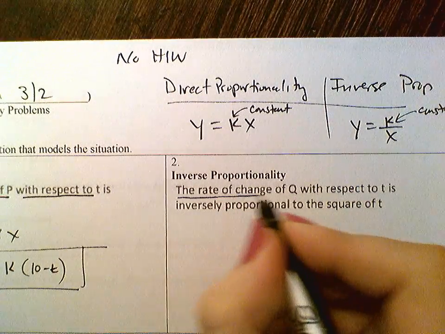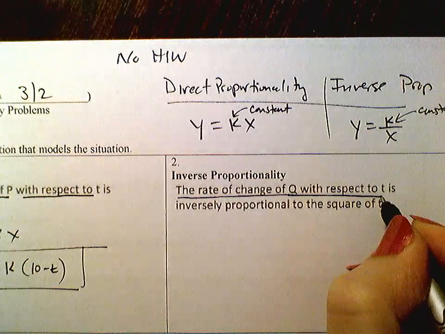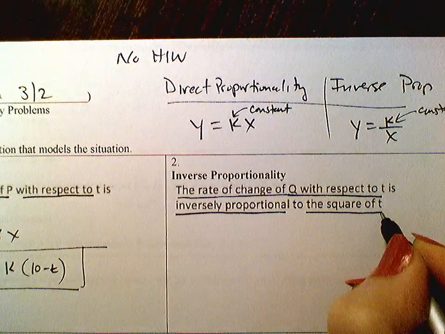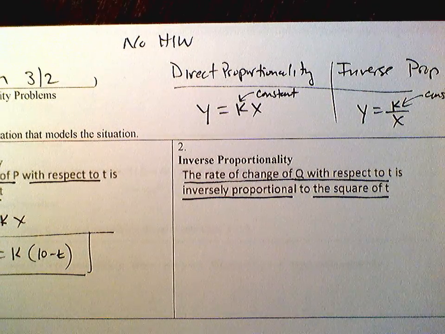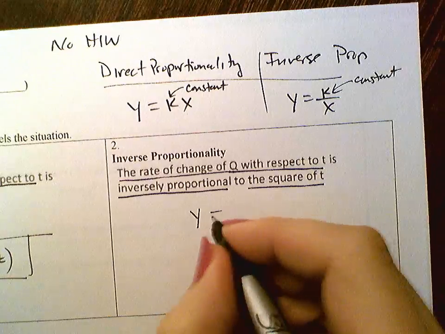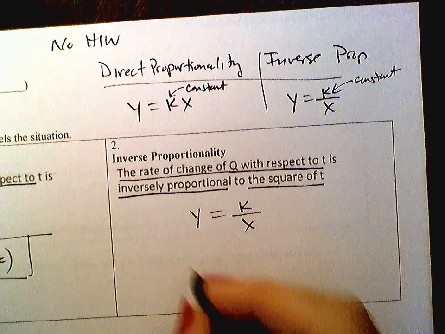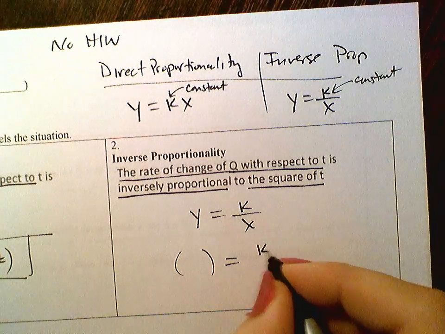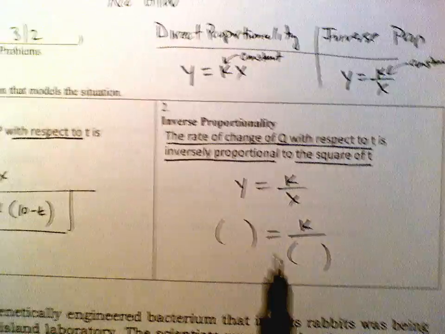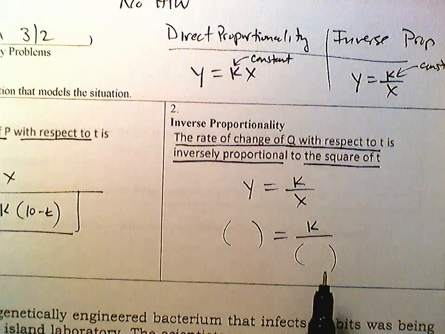Inverse proportionality. The rate of change of q with respect to t is inversely proportional to the square of t. All right, so since they said inversely proportional, we're going to use this formula. So y equals k over x. And just like before, I'll leave blanks for y and x. So blank is inversely proportional to blank.